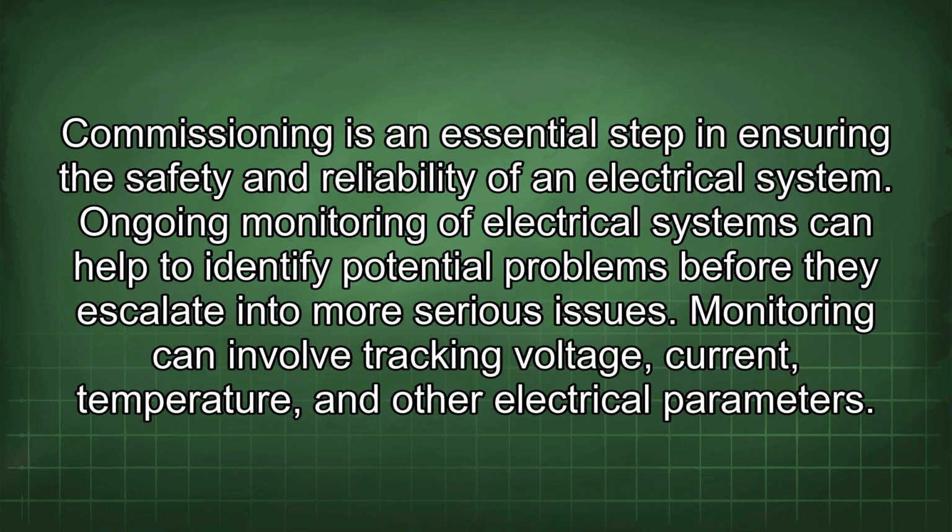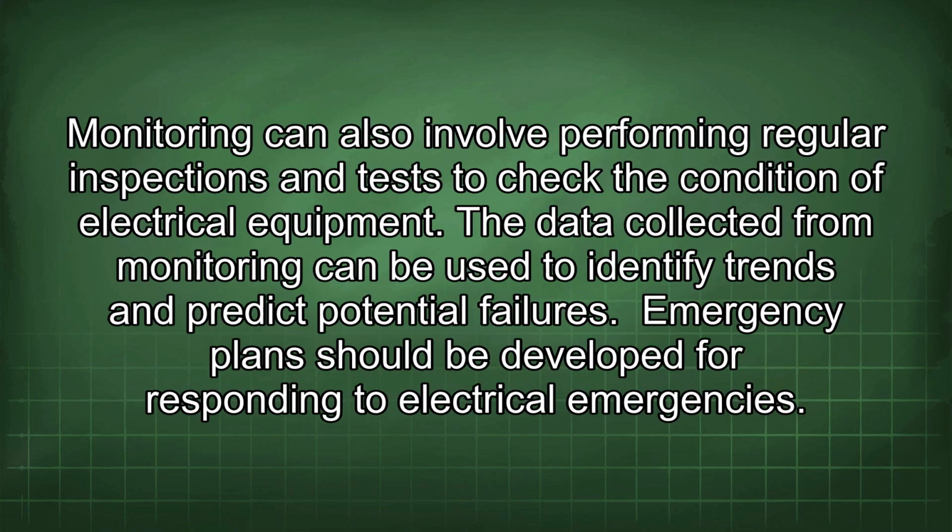Ongoing monitoring of electrical systems can help to identify potential problems before they escalate into more serious issues. Monitoring can involve tracking voltage, current, temperature, and other electrical parameters. Monitoring can also involve performing regular inspections and tests to check the condition of electrical equipment. The data collected from monitoring can be used to identify trends and predict potential failures.